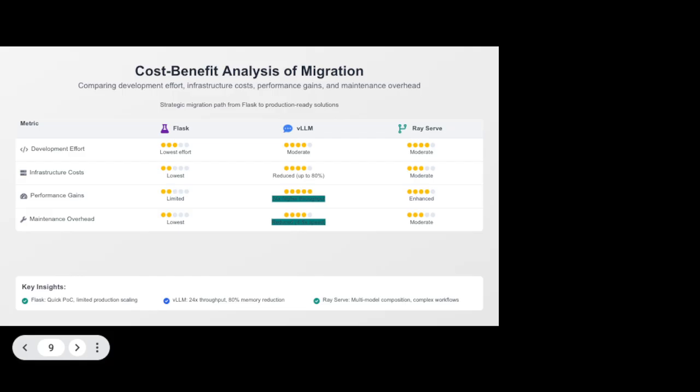If we break down the cost-benefit analysis for the migration from Flask to vLLM: development effort is on the lower end for Flask. It means vLLM needs more development effort, and Flask wins here from the development perspective. Similarly, infrastructure cost is less for Flask but more for vLLM. However, that is still within our control to improvise for addressing the operational cost. Performance gains are where vLLM definitely beats Flask, because it turns out to be like 24 times higher throughput. Also the maintenance gets reduced. However, it's not as low as for Flask, but that can be understood because this has to be production ready.